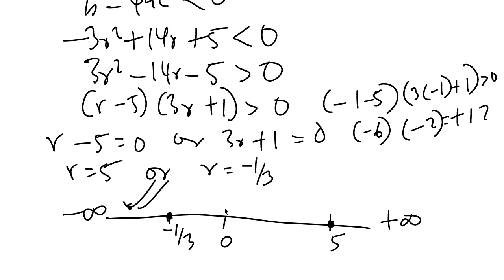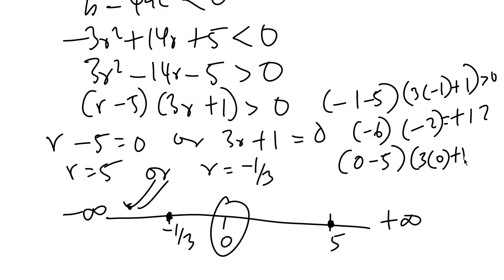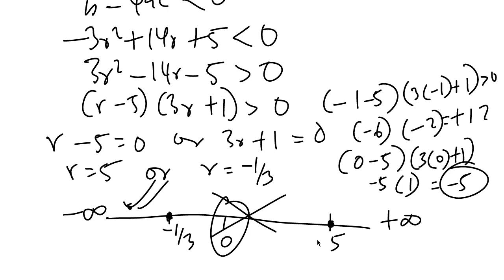Then if you test for any value in between minus 1 over 3 and 5, for example 0, if you substitute 0 in the inequality, it will be 0 minus 5 into 3 into 0 plus 1. That will be 0 minus 5 is minus 5, into 3 into 0 is 0, plus 1. That's minus 5 times 1, which is minus 5, which is negative. So this region is bad, it is wrong.